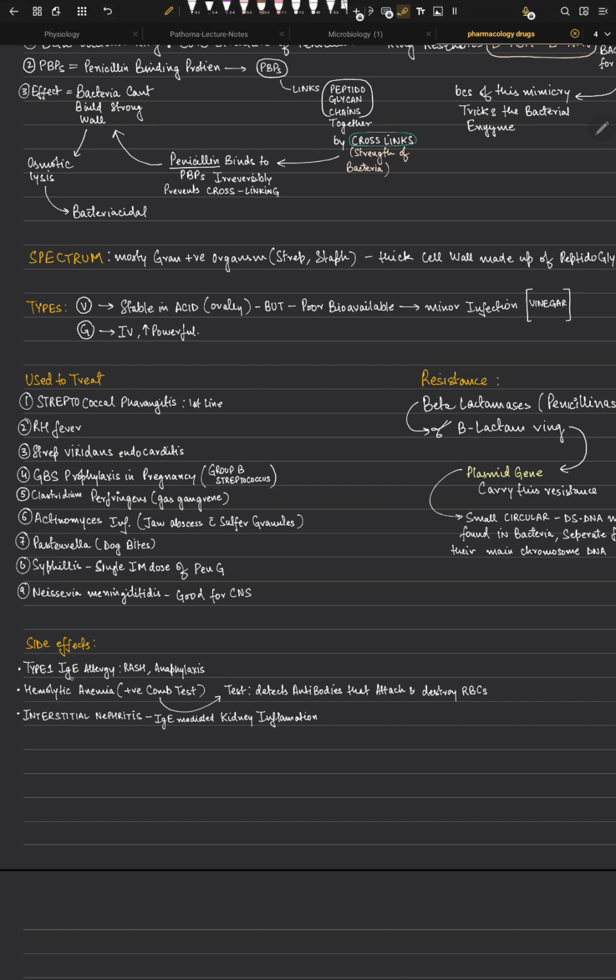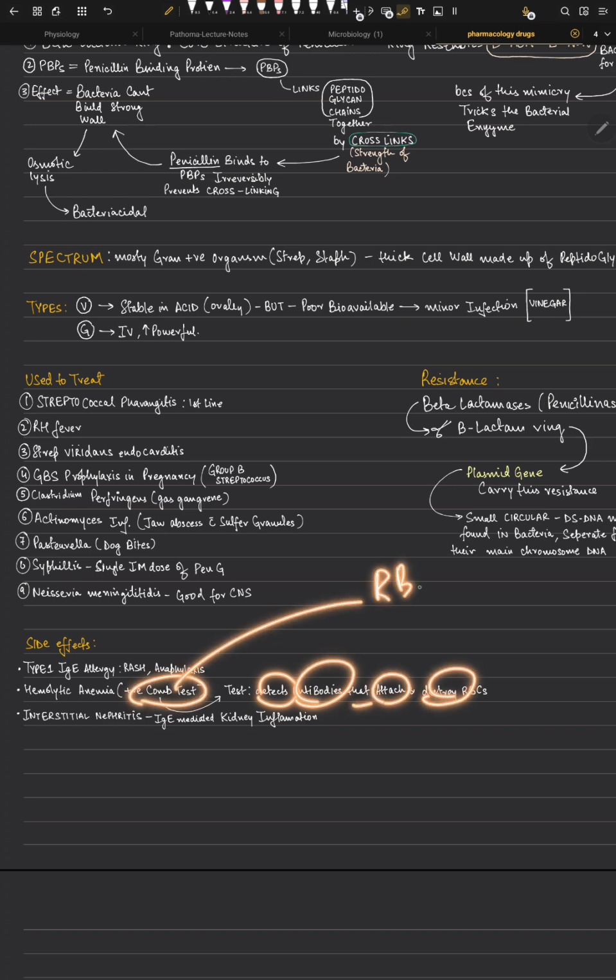Side effects are type 1 IgE allergy, right? Rash, so anaphylaxis, of course. Hemolytic anemia, that is positive Coombs test. So a positive Coombs test is detection of antibodies that attach to and destroy RBCs. The Coombs test checks whether RBCs are getting agglutinated or not, right? That's the concept.